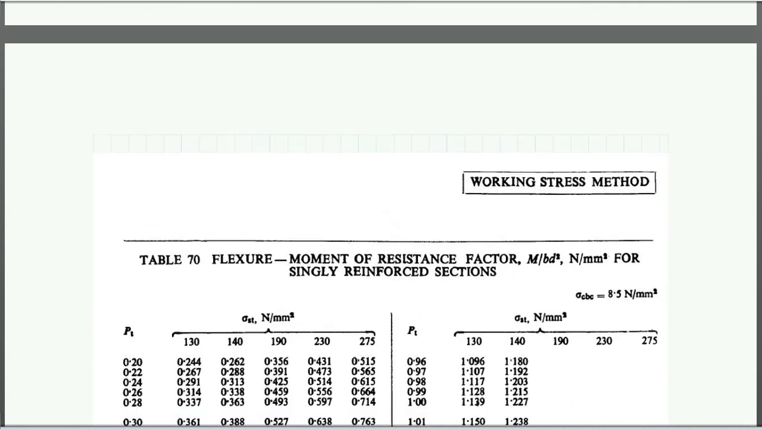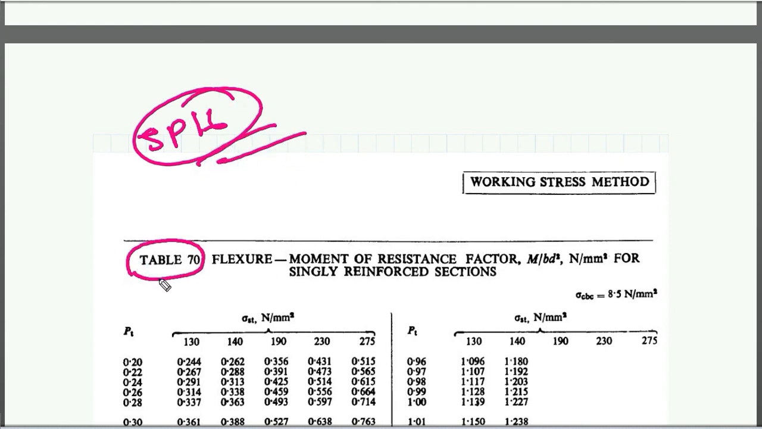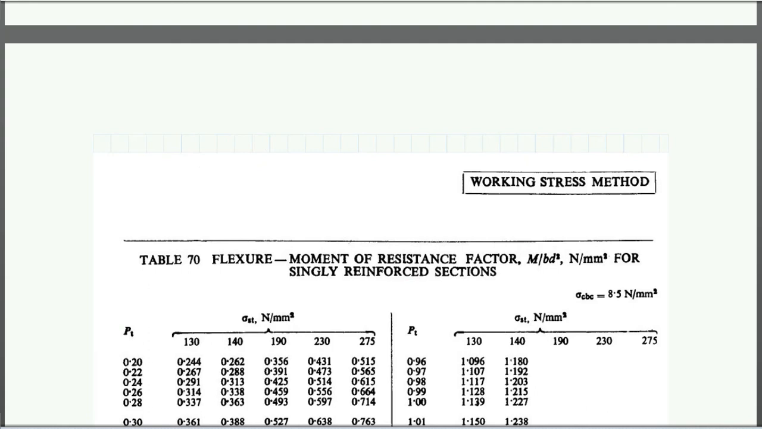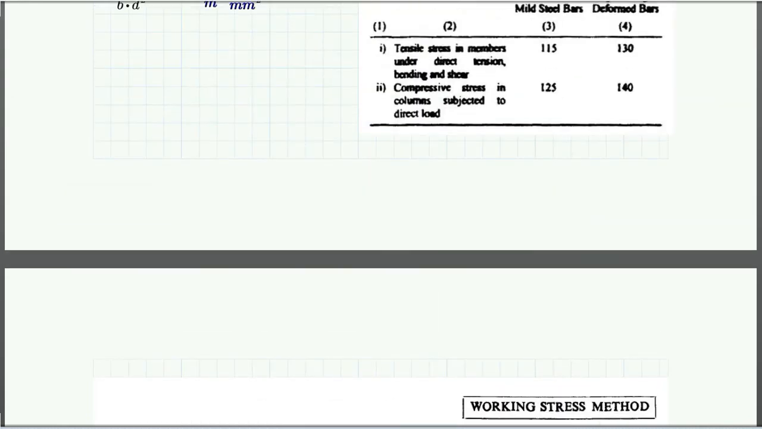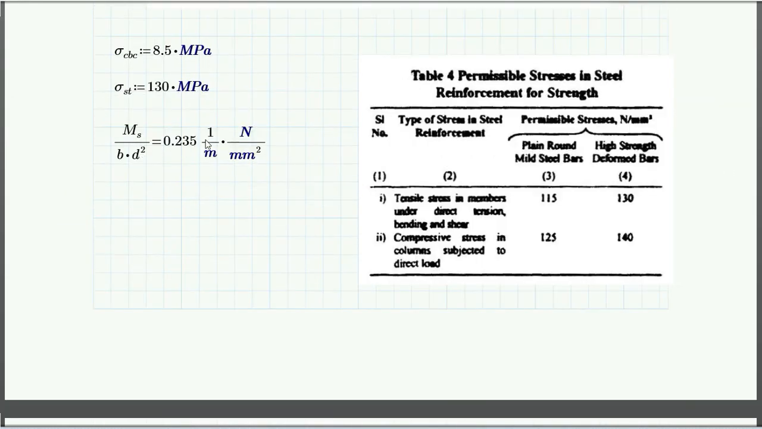I think you already know about the use of IS SP16. If you go to SP16, Table 17, for the working stress method, you can find the flexural moment of resistance factor Mu by bd square in Newton per mm square for a singly reinforced section. You can find the percentage of steel for different values of Mu by bd square. For our problem, the Mu by bd square value is 0.235, right?